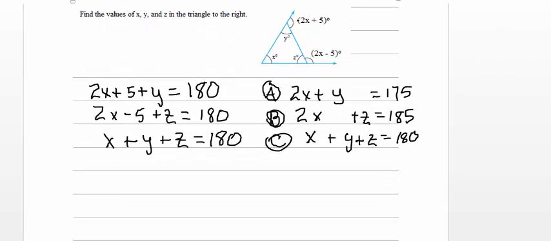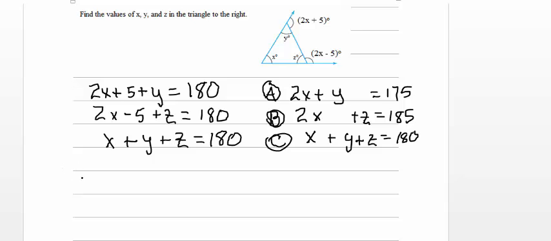So the important thing here is to understand that the sum of y and 2x plus 5 is 180, and the sum of z and 2x minus 5 is also 180, and the sum of the three angles within the triangle are also 180 degrees.